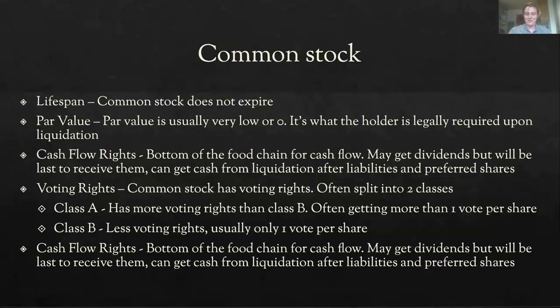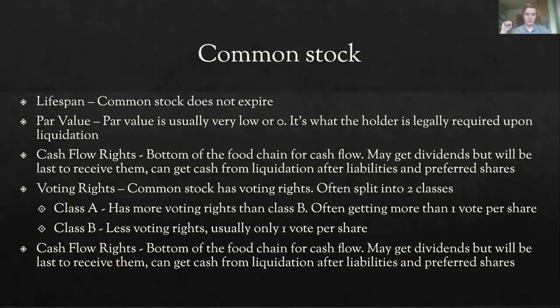So common stock is going to be the first type of equity that we talk about. Common stock does not expire. Its par value is really low or zero, and this is just a legal thing that companies do, and it helps when they're liquidating assets and paying people out.